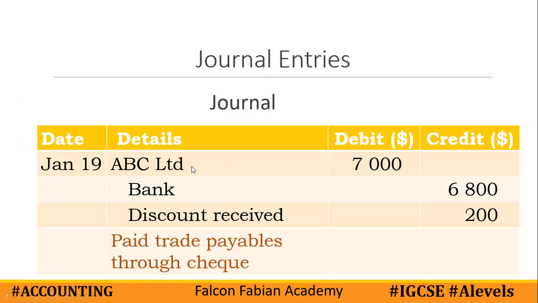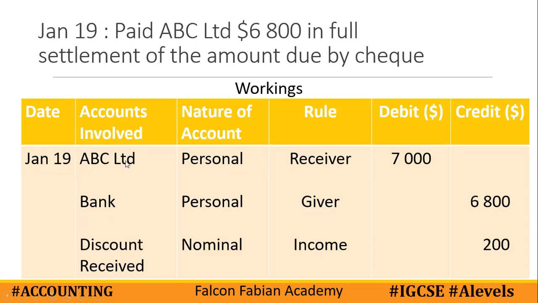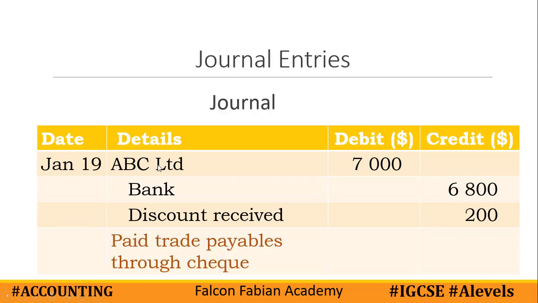Now let's record this in our journal. The date is January 19th. What were the three accounts? ABC Limited, bank and discount received. First we'll write the name of the account that needs to be debited, that is ABC Limited, and the amount was 7,000. This includes the amount that is being paid and the discount that we have got. So this is the full amount. Why? Because it said full settlement.